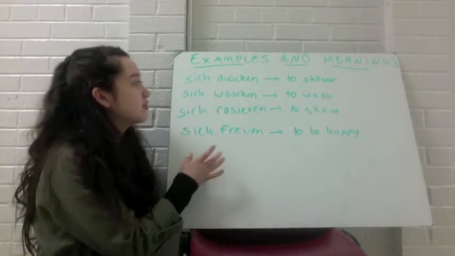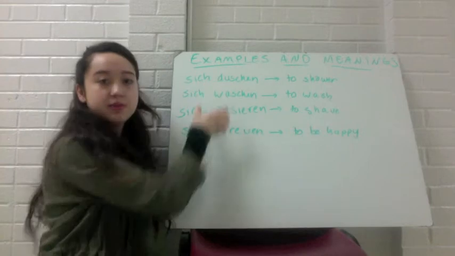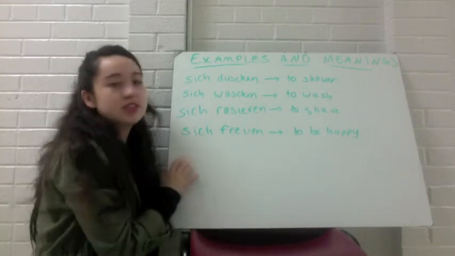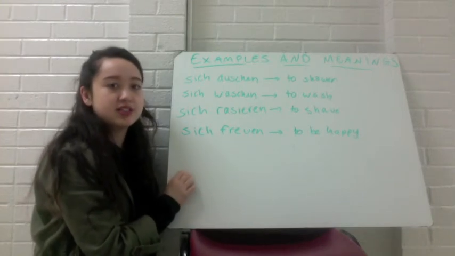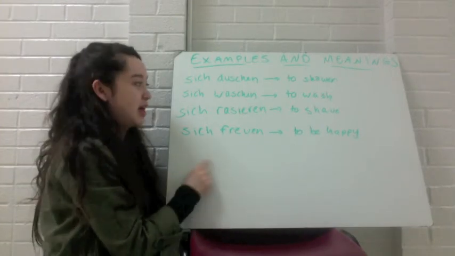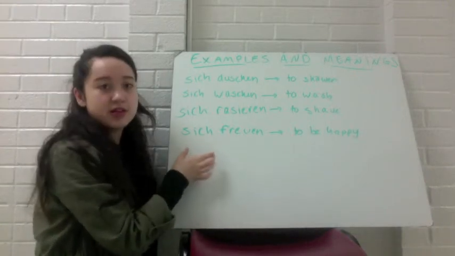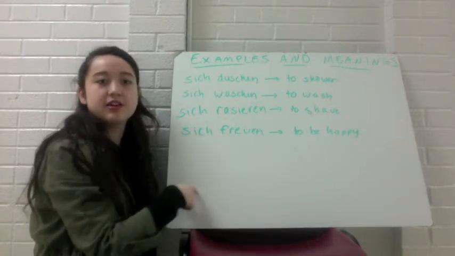So here are some common examples of the reflexive case. These pairs generally come together. So sich duschen is to shower, sich waschen is to wash, sich rasieren is to shave, and sich freuen is to be happy. But you should also use the reflexive pronoun if the subject is doing something for itself.